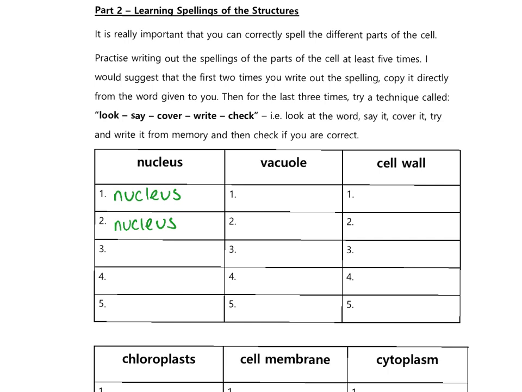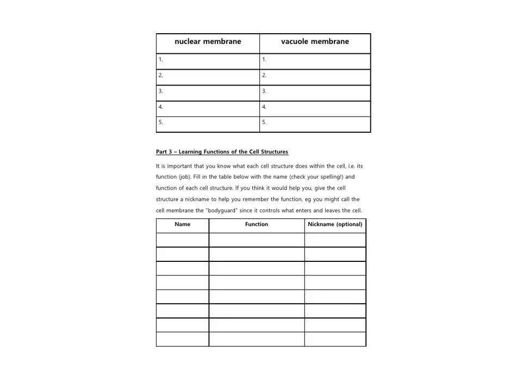So I've given you space to write out your spellings, and I've said for the last 3, try and use that method. Look at the word, say it out loud, so nucleus, cover it up, so even just with your hand, cover it up, you don't need to scribble it out, write it out, and then check it. And if you're wrong, make sure you correct it, okay? And then do that 5 times for each word. Hopefully that makes sense. So those are your 8 parts there. There's 6 on this page, and then there's 2 on the next page.